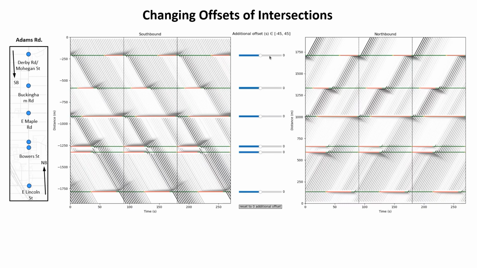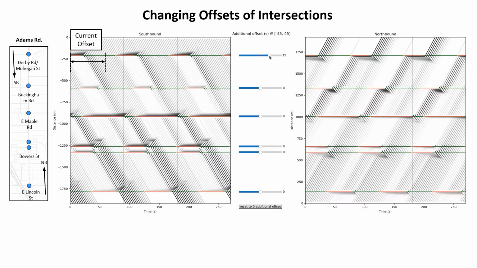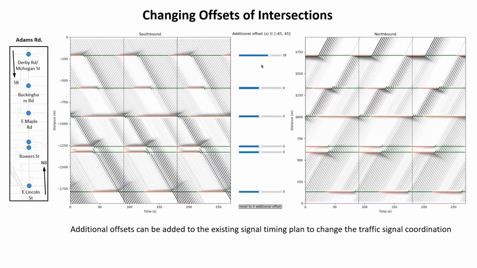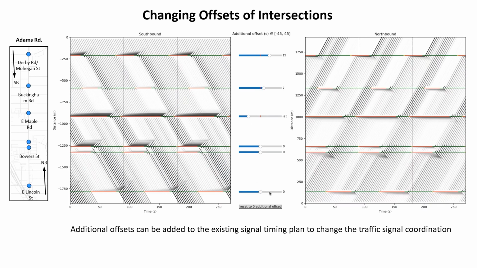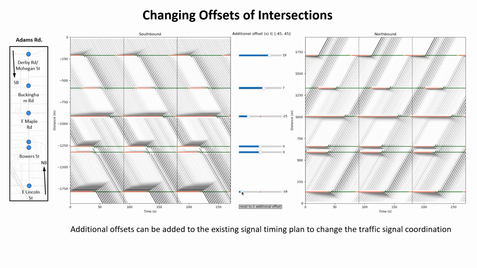We start with the probabilistic time-space diagram in both the southbound and northbound directions, which are generated by the estimated traffic state. The current offset is the difference between the start of the cycle and the reference point. We can visualize how a new offset will impact coordination by adjusting the additional offset toggle bar. Additional offsets can be added to the existing signal timing plan to change the traffic signal coordination.